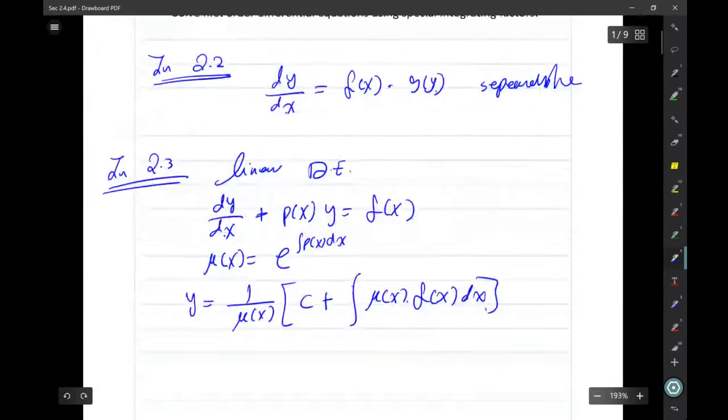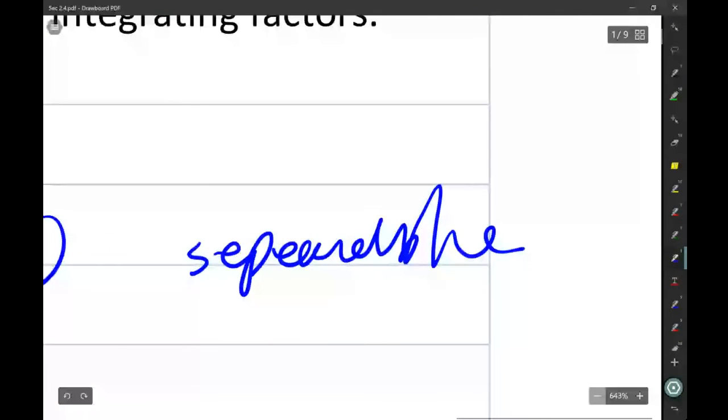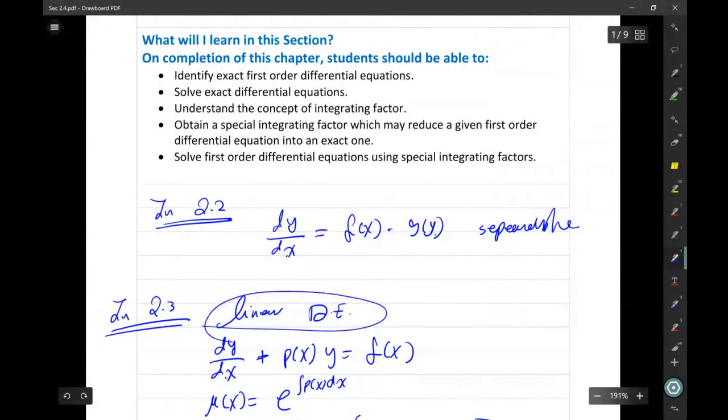Today, inshallah, we will learn a new type of equation. Regarding separable, it's just a matter of separating: 1 by g of y dy equals f of x dx, and finding the integral.